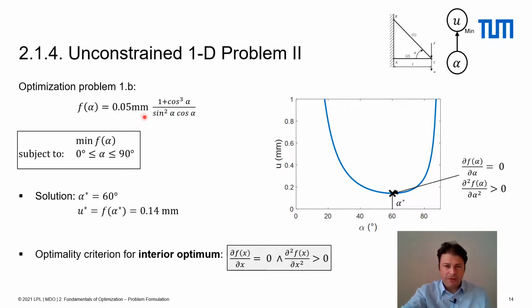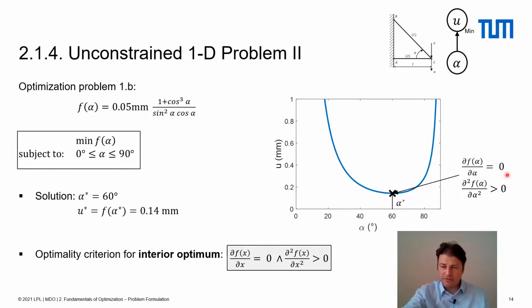Mathematically speaking, we have our objective function now expressed in terms of alpha with some constant in front of it. And well, as you know from your high school math, the optimal solution will be at a position where the first order derivative vanishes and also the curvature is positive. The curvature is expressed as the second order derivative. Both of these conditions here are together sufficient for this to be an optimum.